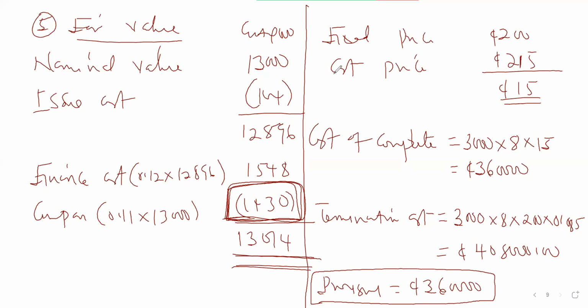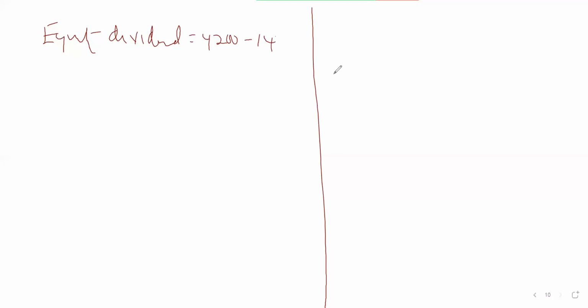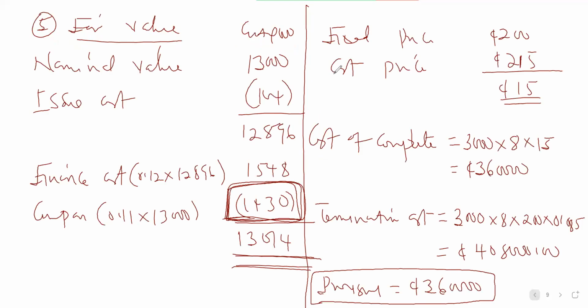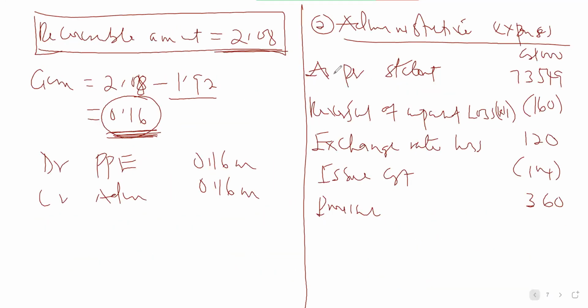What are we getting? So let's look for the dividend paid to the equity shareholders. Let's look at the equity dividends. So the equity dividends will be 4,200 minus 1430. What are we getting? 2770. Okay. So it means that nothing has happened to our sales.